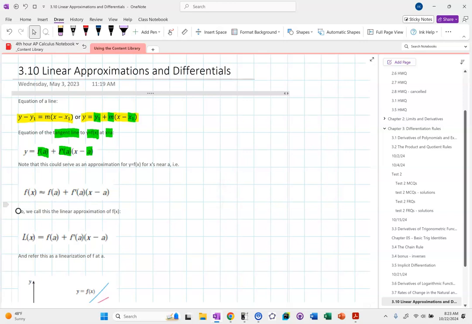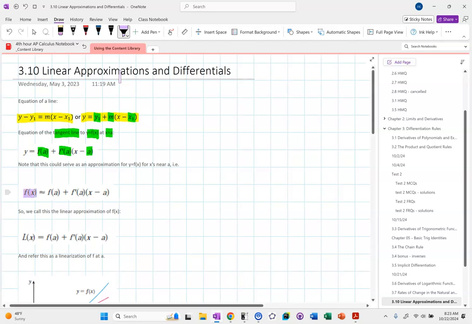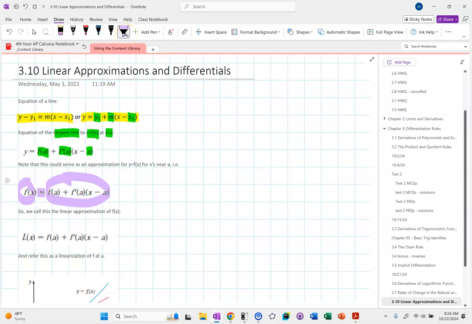Now, if we look for values near a, the output of my tangent line is going to be really close to the output of the actual function. So we could say that our tangent line is approximately the actual function. So what we'll do is we'll call that tangent line a linear approximation of f of x. We'll give it the name L of x.